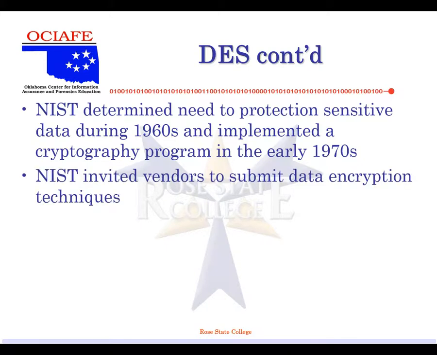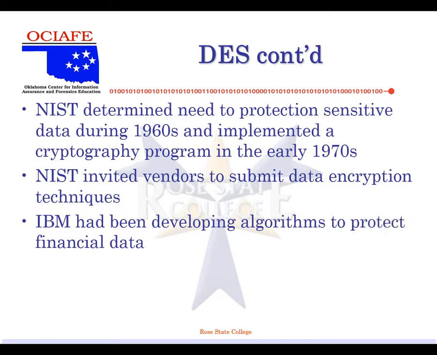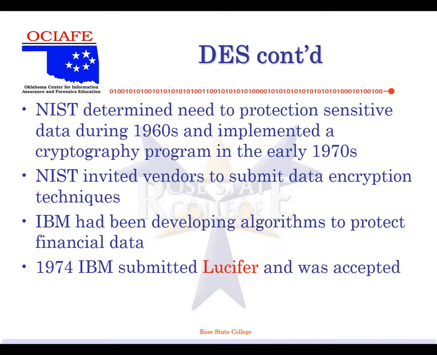But they needed something in the early 70s. They invited vendors to submit techniques, and IBM submitted one. They had been developing stuff already. If you read that book, Crypto, it talks all about this. It's really interesting. It's easy to read, it's a story, and it tells you a lot about this. I recommend reading it. By the way, if anybody wants one, I've got an extra one. So in 1974, IBM submitted the Lucifer algorithm, and it was accepted.